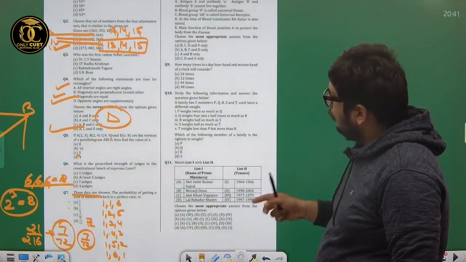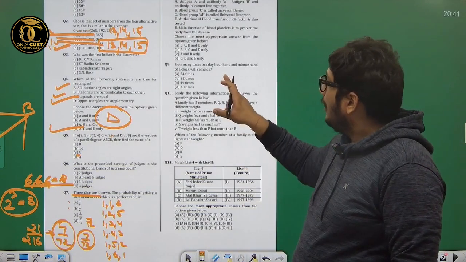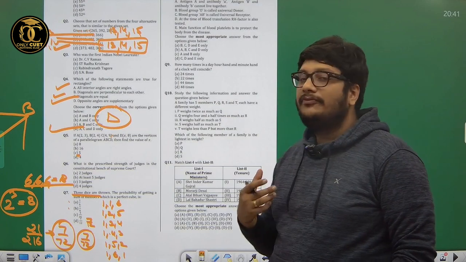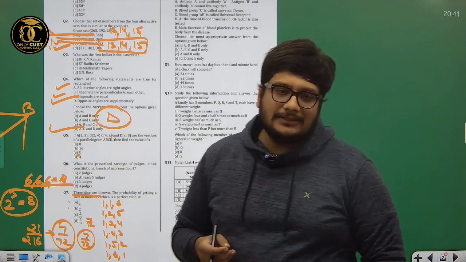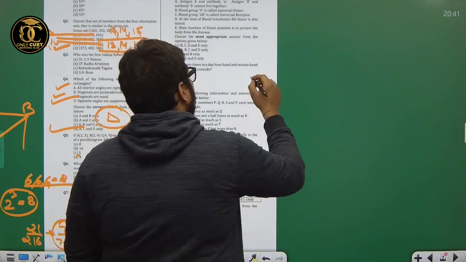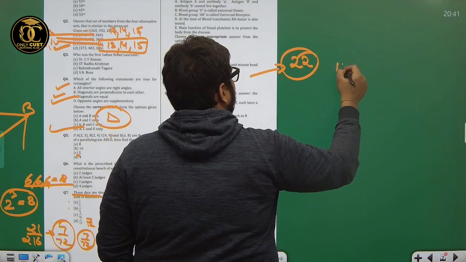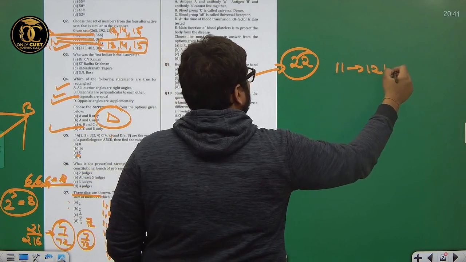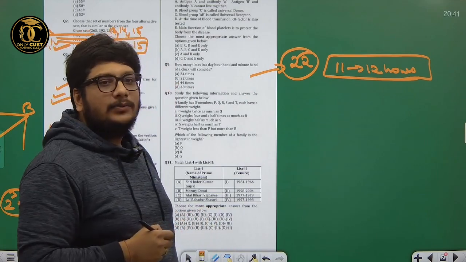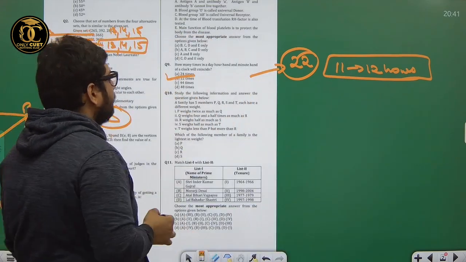Now, let's talk about question number 9. Question number 9 tells us how many times in a day the hour hand and minute hand of a clock will coincide. This is something we learn when we do the topic clock. In 24 hours, the hour and minute hand coincide 22 times, or 11 times in 12 hours. So the correct answer would be option B.